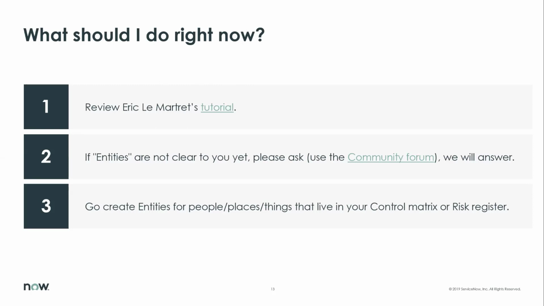The second thing I would do is, if entities are still not clear at this point, I recommend you join the community. Go out to the community for ServiceNow, join the Governance, Risk, and Compliance forum, and post your questions there, and we can provide some additional guidance for you. And then the third thing that I would recommend is, if you have a process now that is manual and you're looking to move into ServiceNow GRC and you've been struggling with the concept of profiles or entities, go look at that spreadsheet that is your control matrix now, or your risk register, and read the details of the individual lines. You're probably going to find that you've already defined the entity types in the definitions that you have in your spreadsheets today.